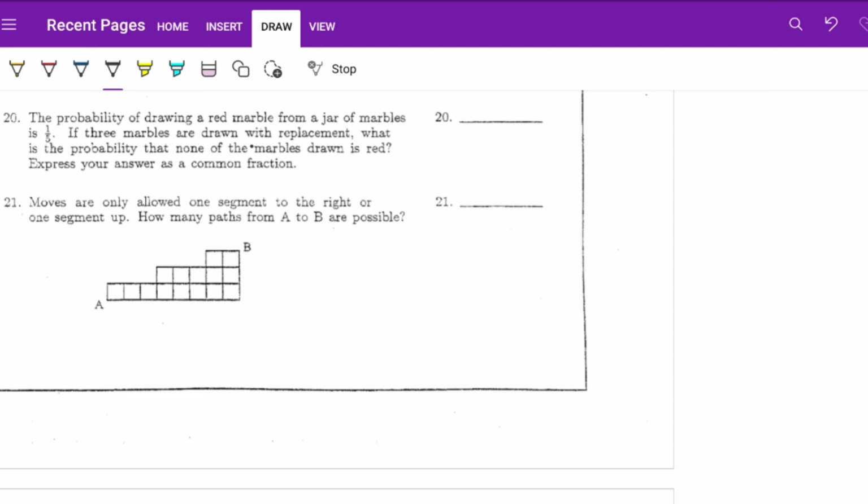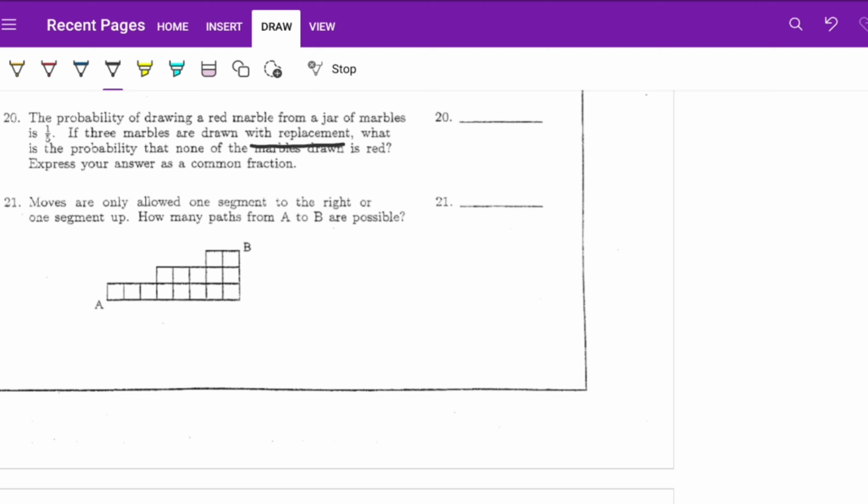And here a key word is with replacement. So what it means is after you take out a marble, you put it back in before you draw the next marble. And how many marbles are in the jar? We don't know this, but we know it's a multiple of 5, but we're not really sure. Do we need to know how many marbles there are? Well, it doesn't tell us, and that should mean that we don't need it. And it's asking us for the probability that none of the marbles drawn is red. So let's think about it.